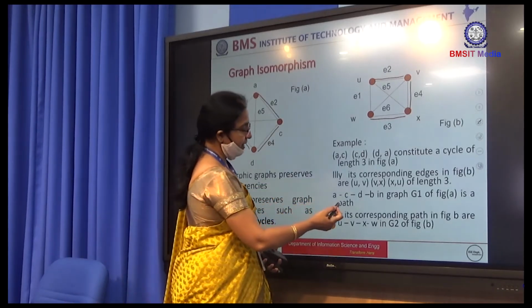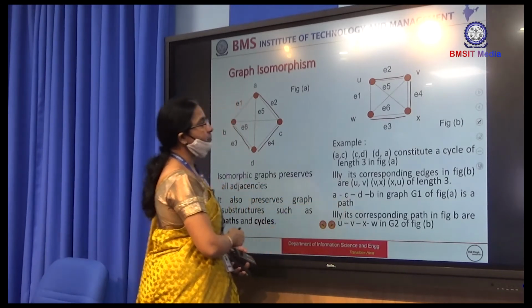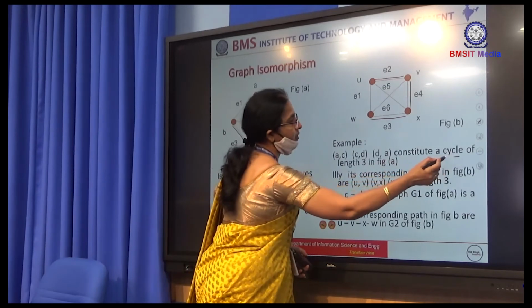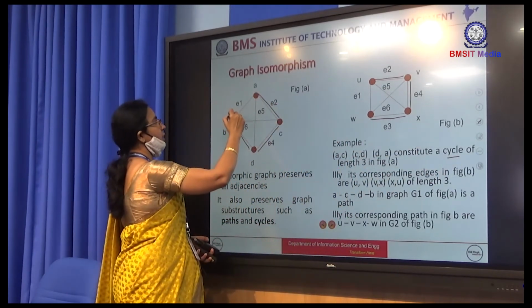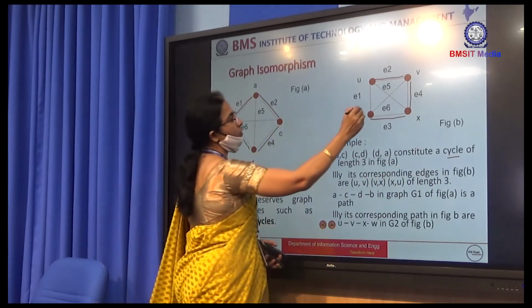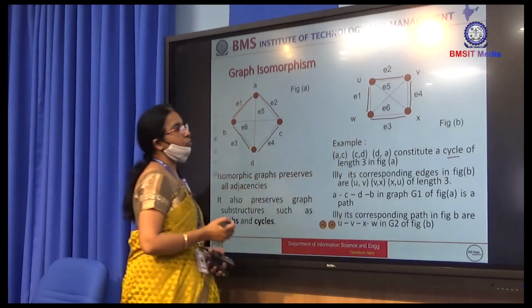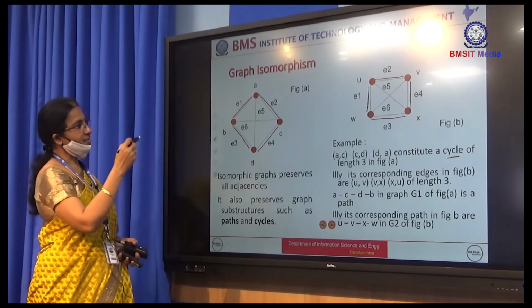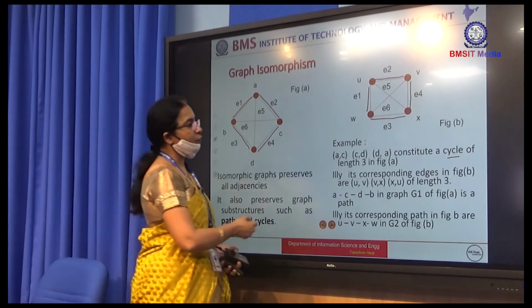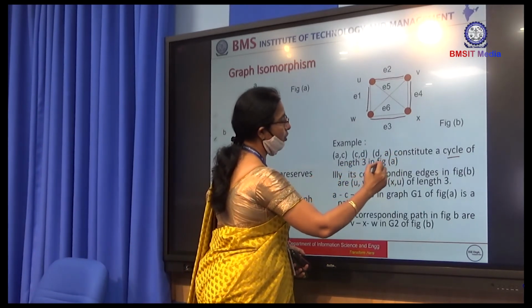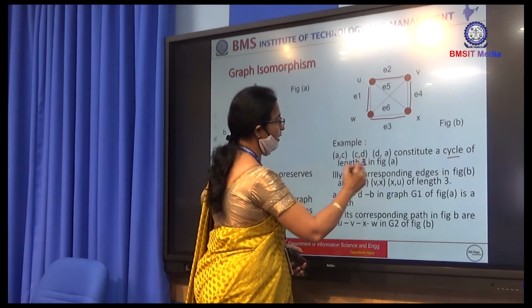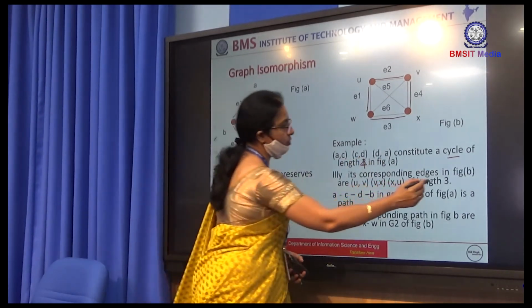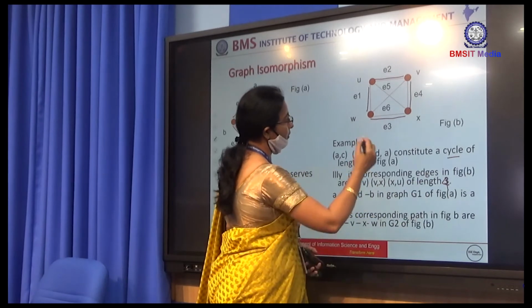And next is the cycle. The cycle means here we need to connect B to A as well. So here I am connecting W to U as well. So it forms a cycle of length 4. So this is also of length 4.